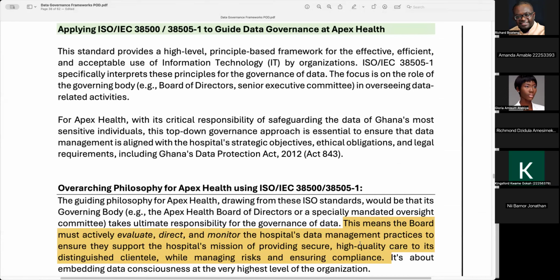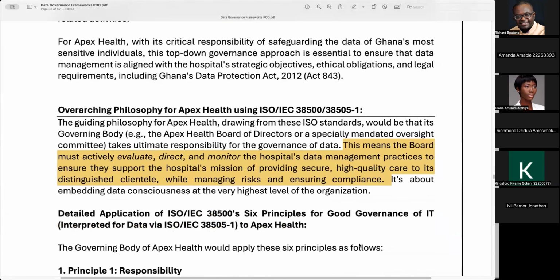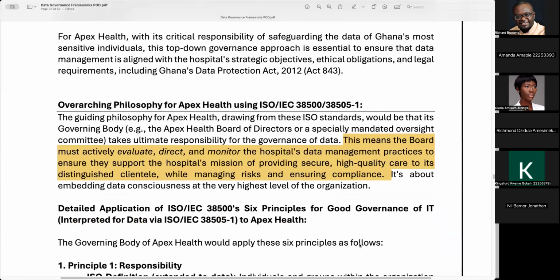Exactly. The core philosophy here is that Apex Health's ultimate governing body, likely their board of directors or equivalent highest authority, takes direct and explicit responsibility for the governance of data within the hospital. They aren't just delegating it, they are actively involved in evaluating, directing, and monitoring the organization's data practices. The goal is to ensure these practices strongly support the hospital's core mission, providing secure, high-quality VVIP care, effectively manage the associated high risks, and guarantee unwavering compliance with laws like Act 843. It's about embedding data consciousness, responsibility, and oversight at the absolute highest level of the organization.